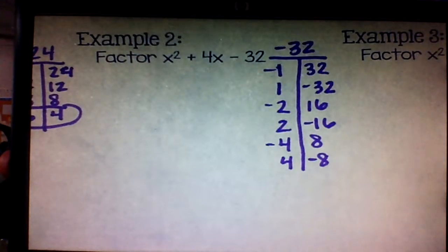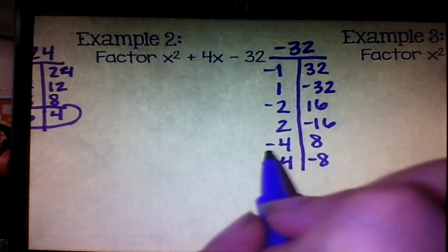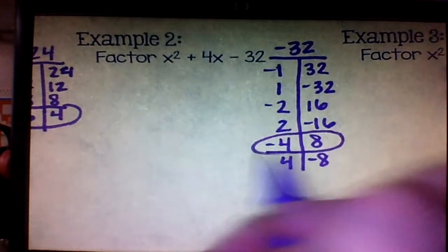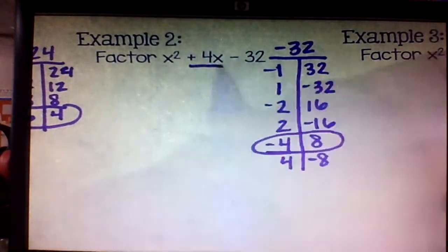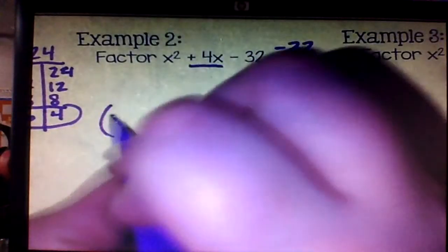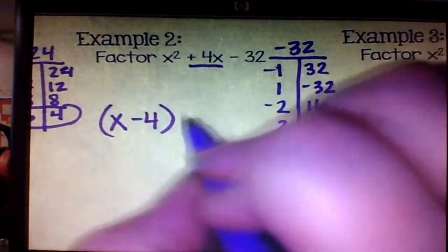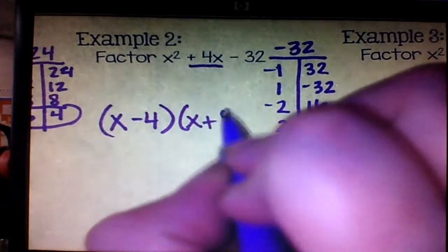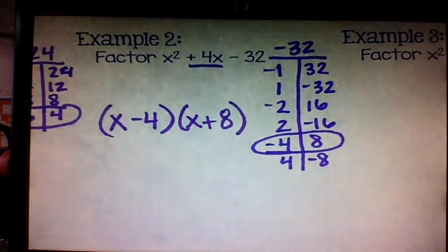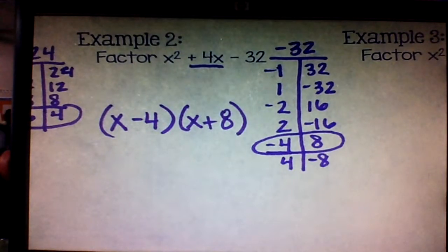-4 and 8. 6 and 8 is 48. -4 and +8, because I want a +4. So x minus 4 and x plus 8. So again, the hardest ones are going to be when your C value is a negative.